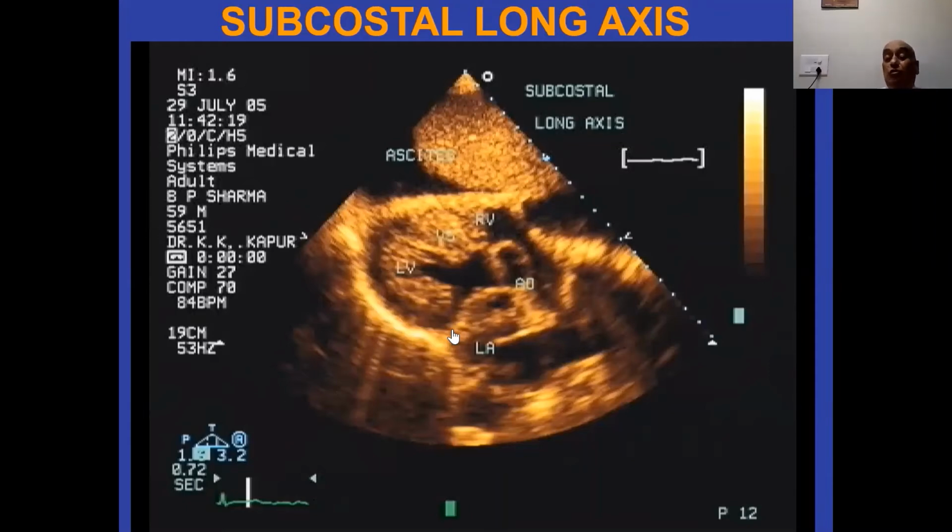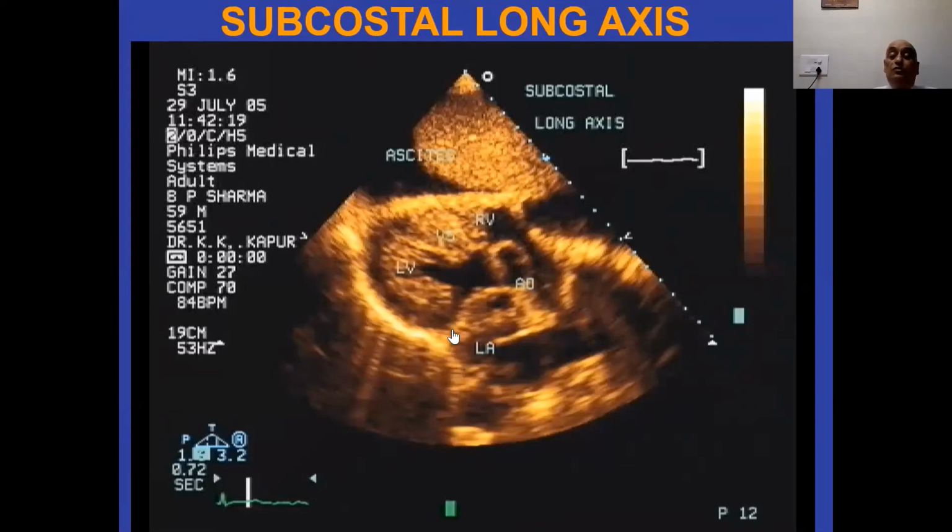You see the subcostal long axis, you can get the left atrium, left ventricle, mitral valve, aorta, right ventricle. Though somewhat foreshortened, it gives you a good idea about the valves, aortic valve and the mitral valve, as well as the relationships of the structures. You can see it very well. So this is called the subcostal long axis view. Very important view sometimes.